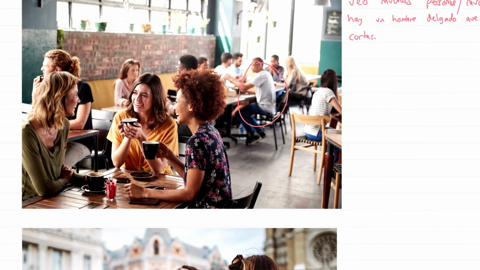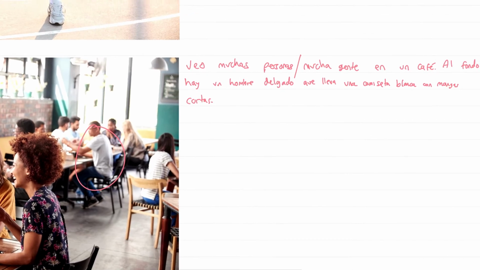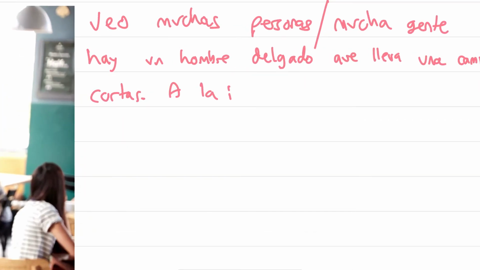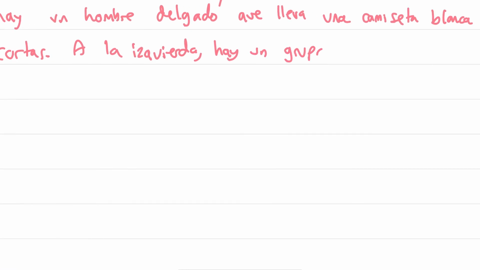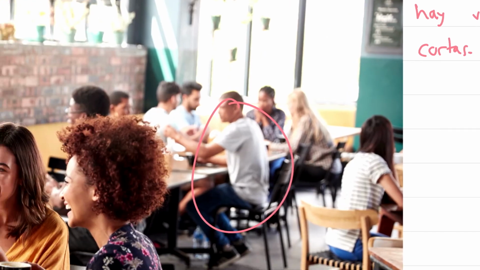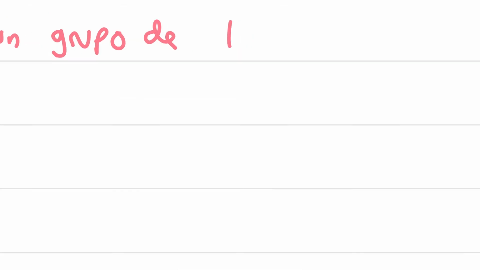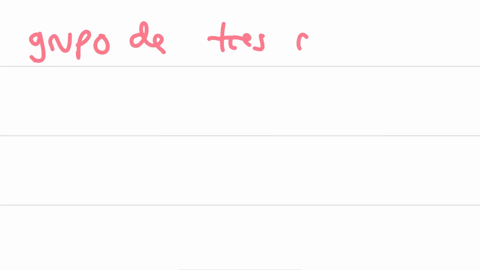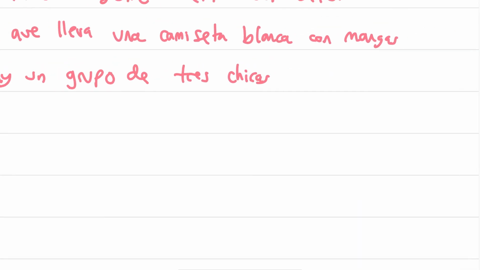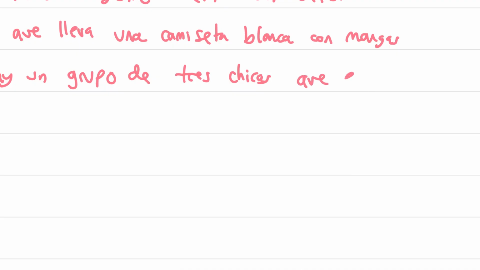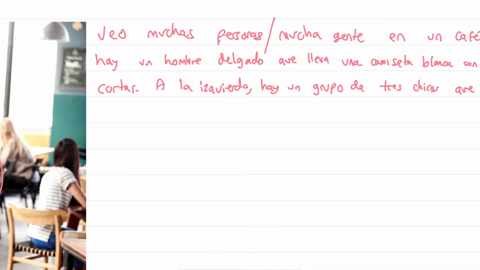I could say, talking about the three people in the front, so a la derecha or a la izquierda is on the left. A la izquierda hay un grupo de, is it three girls or three boys, or is it mixed gender? It's three girls. So I could say, hay un grupo de tres chicas. Hay un grupo de tres chicas. What are they doing? They are talking. Que están hablando. Or I could say maybe chateando, chatting. I can say están hablando.